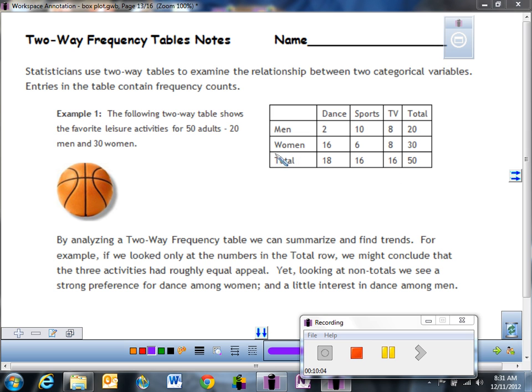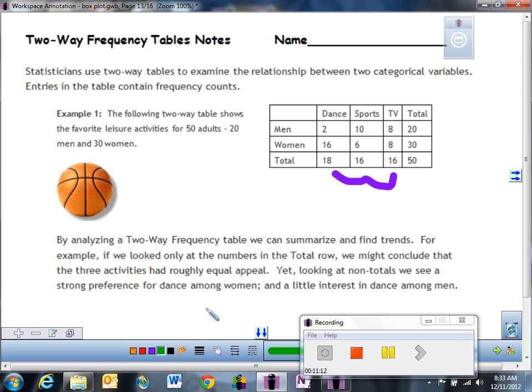Sometimes on your frequency tables, these total columns will not be there, and you'll have to come up with those by yourself. By analyzing a two-way frequency table, we can summarize and find trends. For example, if we looked only at the numbers in the total row, we might conclude that the 3 activities had roughly equal appeal. So I see the 18, the 16, and the 16 all are pretty close.